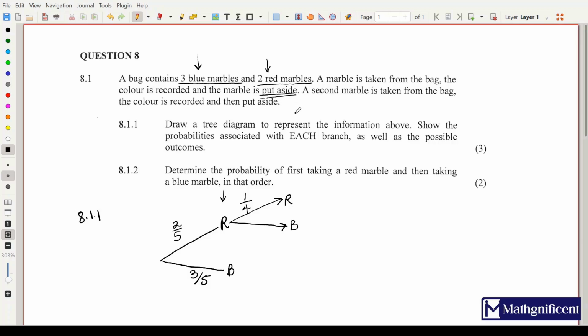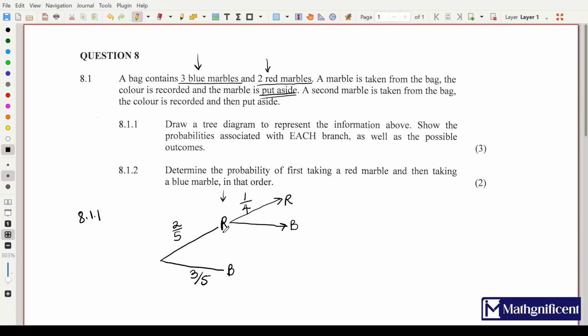After the ball color has been observed, what happens? We put the ball aside. We no longer replace the ball or put the ball inside the bag. So we are left with 4 balls in total. But how many red balls are we left with? It's only 1. Remember, the first ball in this case was red.